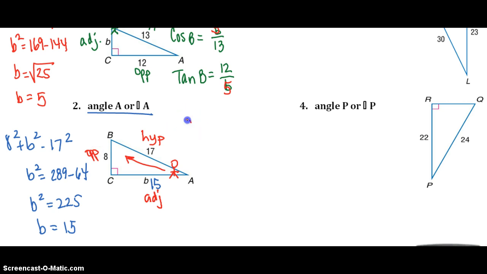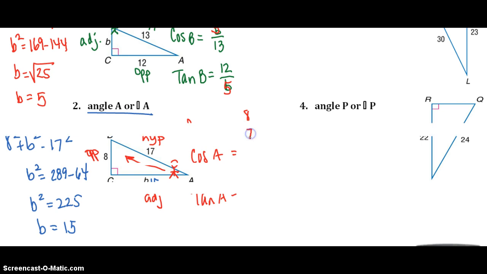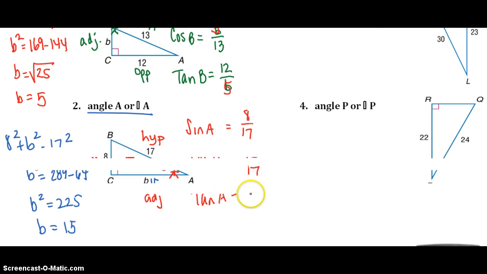So as we get ready to do the sine of A, the cosine of A, and the tangent of A, we're going to talk about SOH CAH TOA. So, opposite over hypotenuse, 8 over 17. CAH, adjacent over hypotenuse, 15 over 17. And then TOA, opposite over adjacent, would be 8 over 15. And that's how we would set up those ratios.